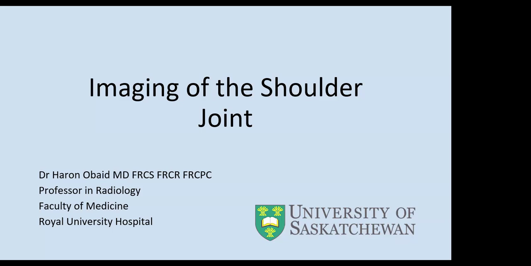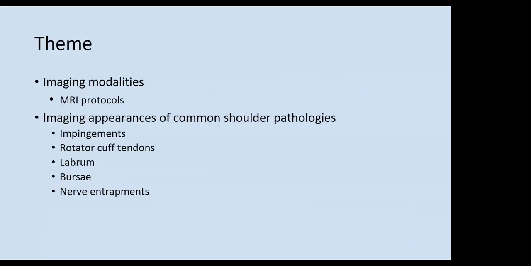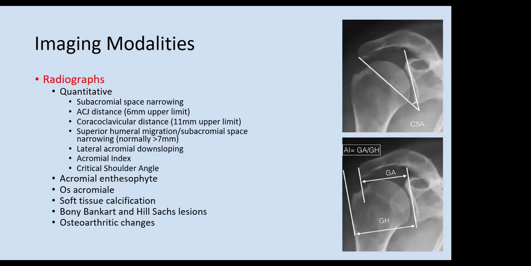The objectives of this talk will be, at the beginning, we cover all the different imaging modalities and how they play a role in imaging different shoulder joint pathologies. Then we will cover the most common shoulder joint pathology, and that will include shoulder impingement, rotator cuff pathology, labral pathology, Bankart, and nerve entrapments.